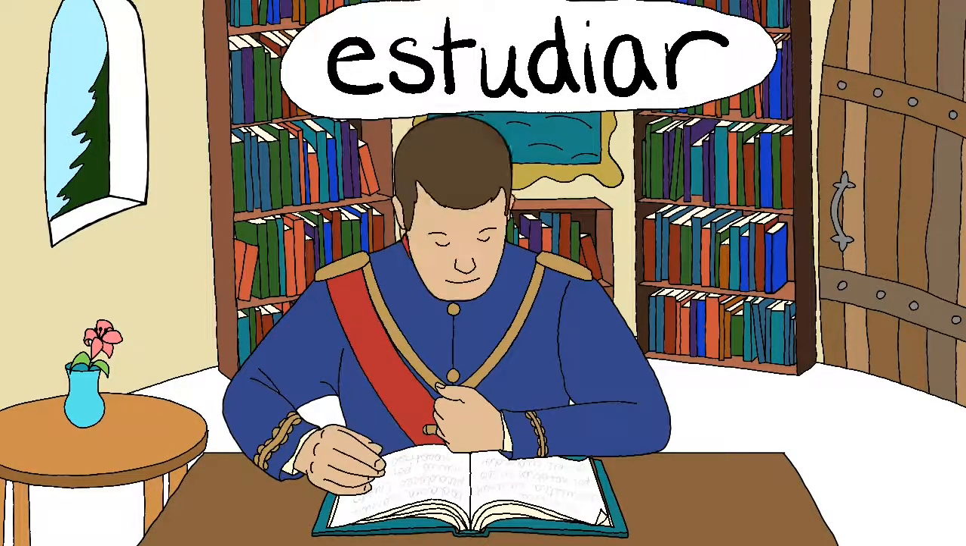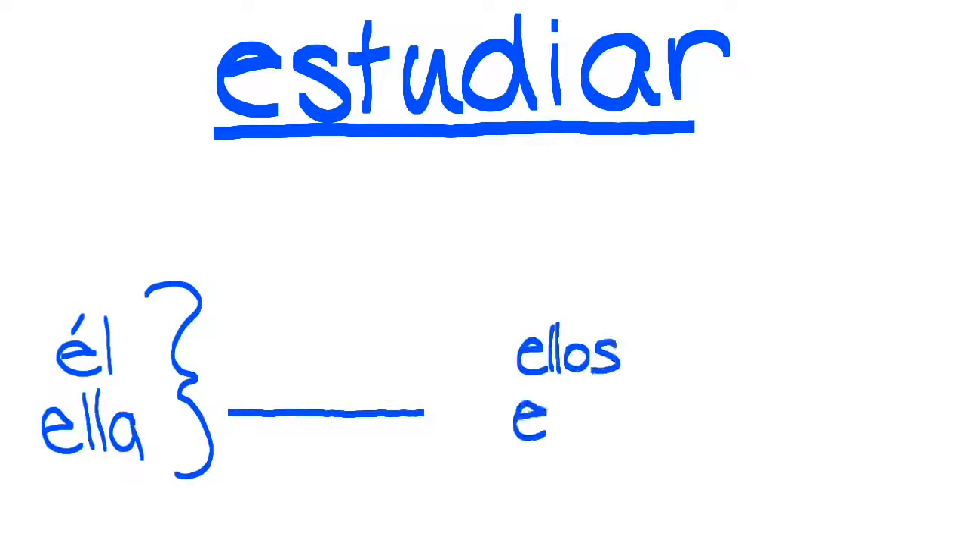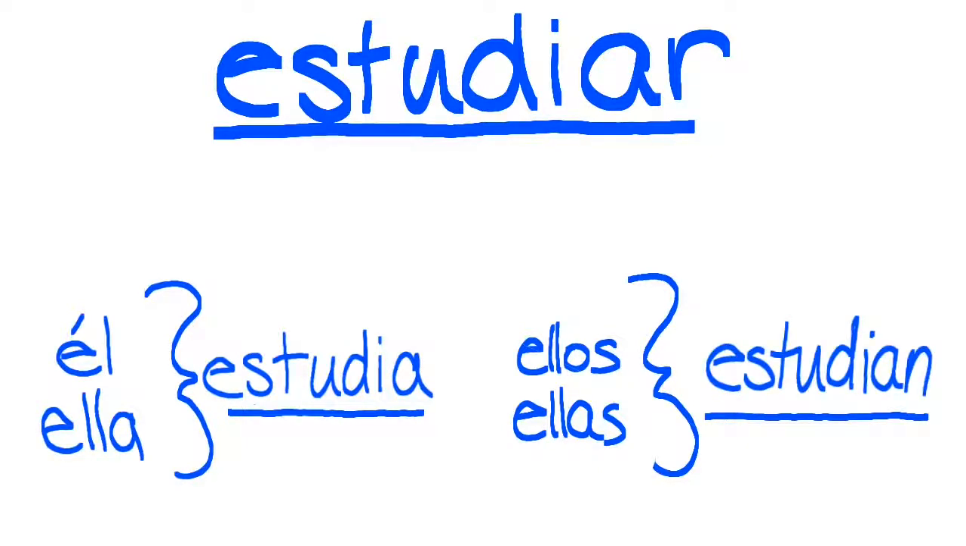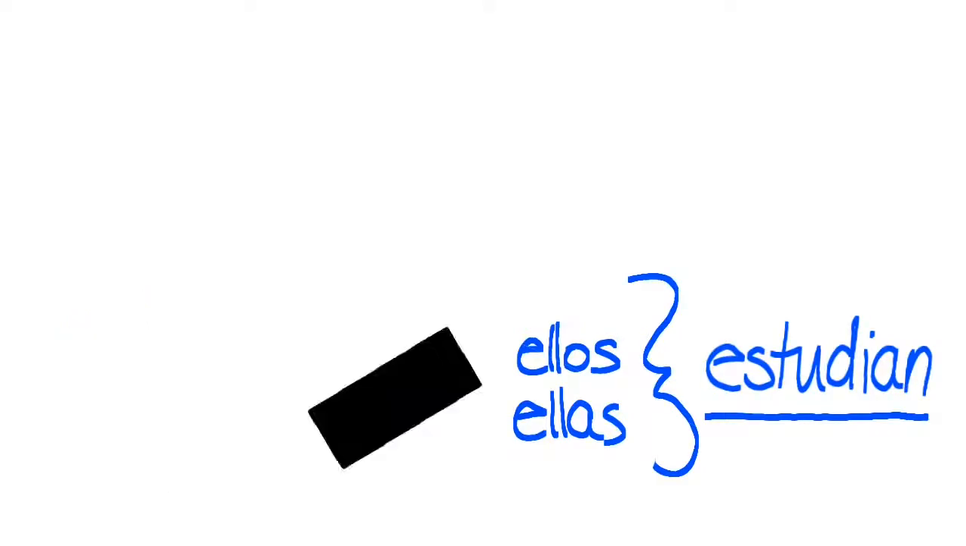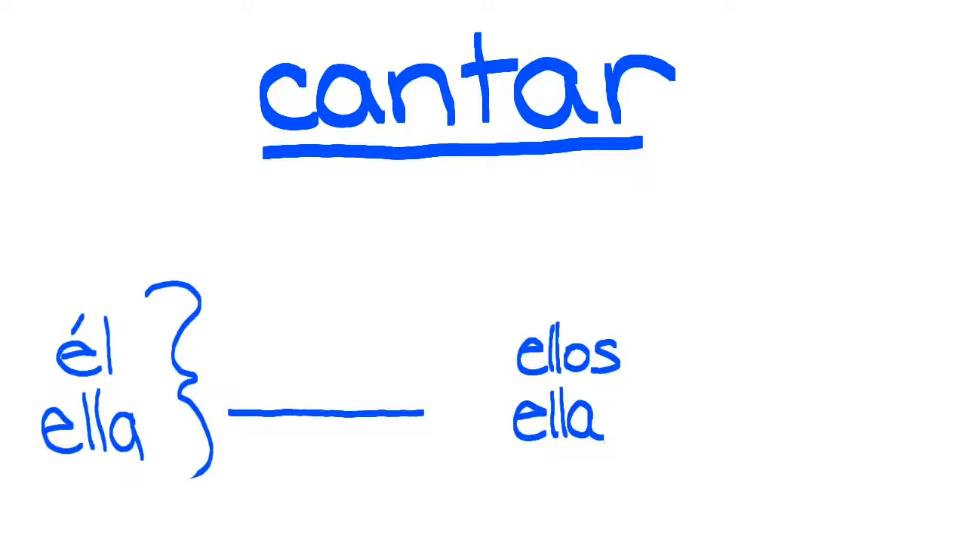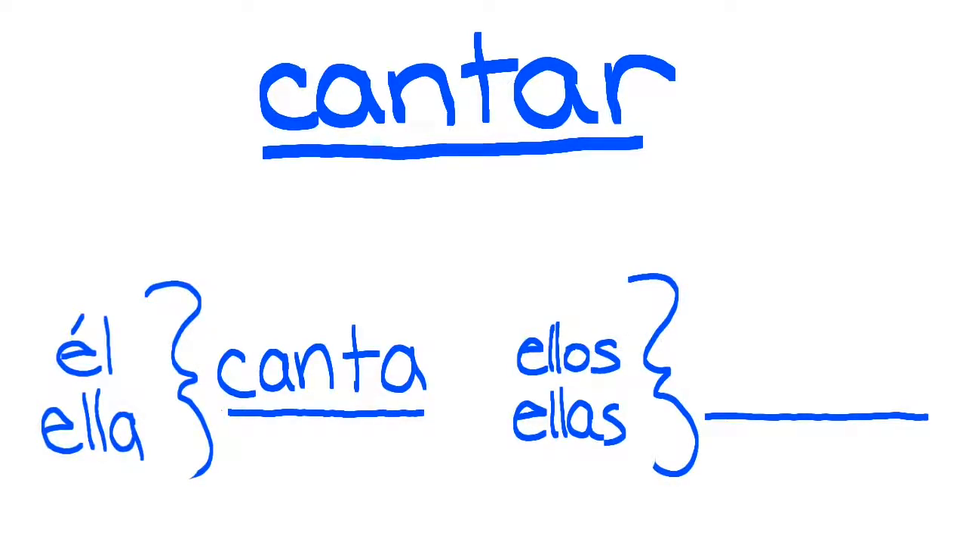How do you think you would conjugate estudiar, another AR verb? Él estudia, ella estudia. Ellos estudian, ellas estudian. How is the verb cantar conjugated? Él canta, ella canta. Ellos cantan, ellas cantan.